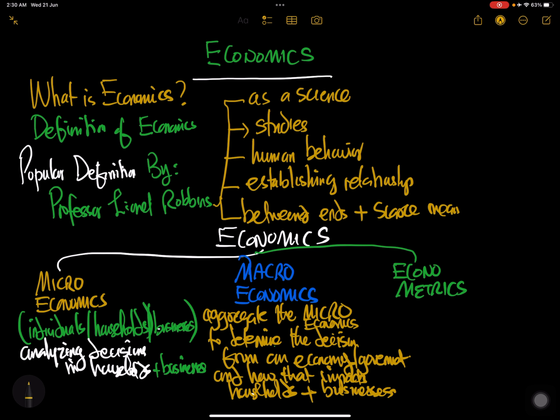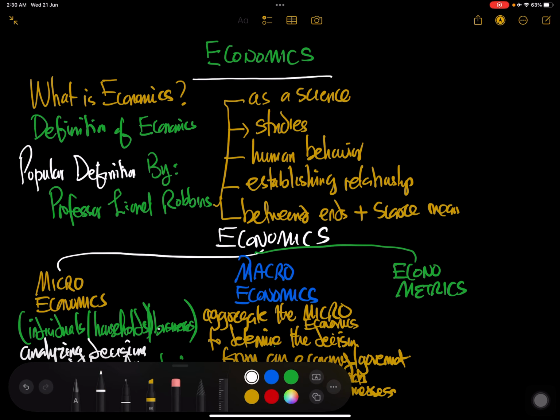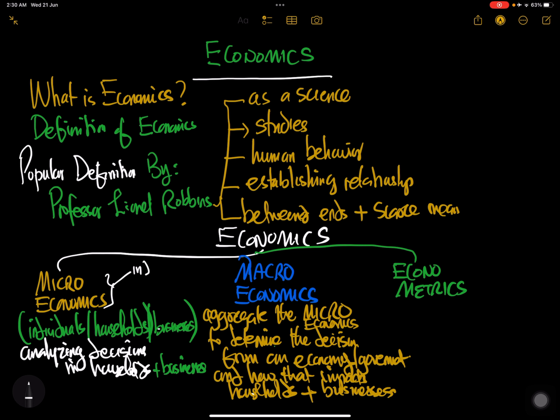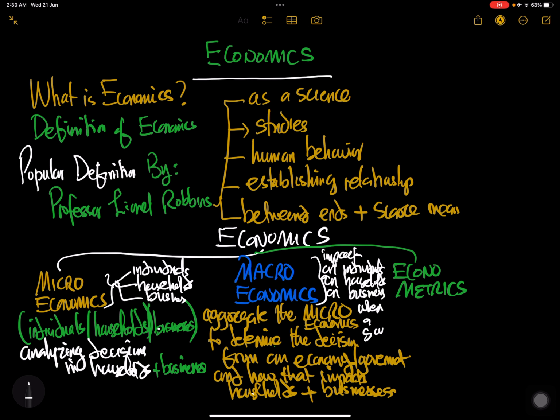So microeconomics focuses on individuals, households, and then businesses. But with macroeconomics, we are looking at the impact on individuals, the impact on households, the impact on businesses when a government makes decisions.